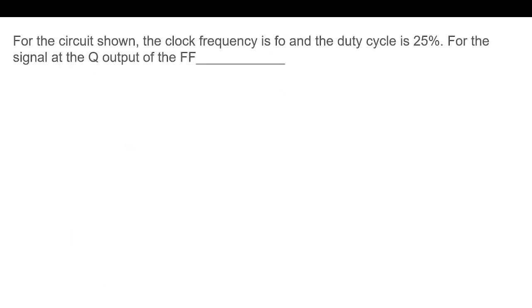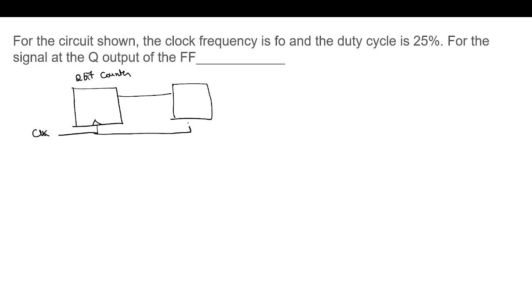Next, for the circuit shown, the clock frequency is F0 and the duty cycle is 25% for the signal at the Q output of the flip-flop. Then, the given circuit is this. This is a 2-bit counter with a clock, and this is a JK flip-flop. And the LSB is applied here. We have an MSB because it's a 2-bit counter, and the Q. This is a flip-flop.